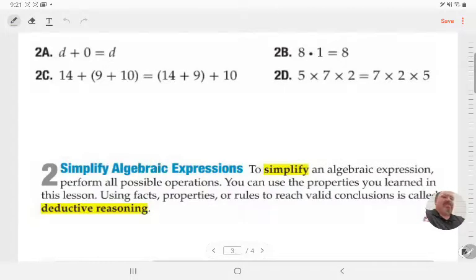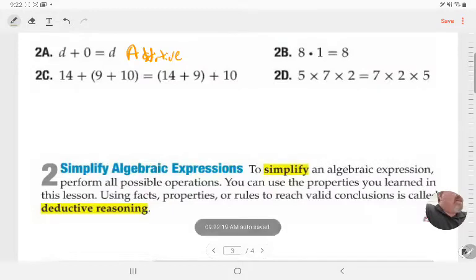2A, it was d plus 0 equals d. That would be the identity property of addition, or the additive identity. Sorry, I was trying to see if I wanted to abbreviate it. Additive identity.